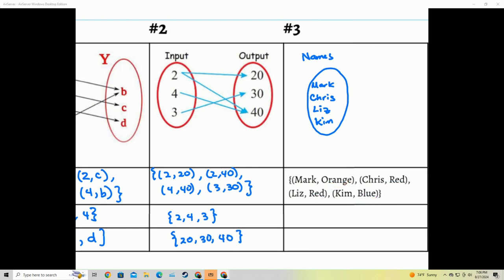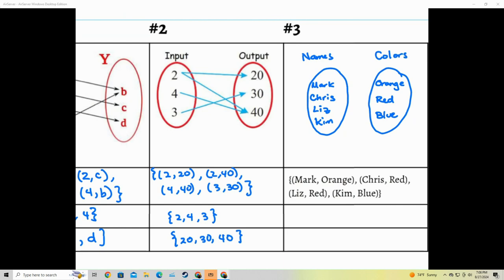But remember, since I said the color red twice, I don't need to write it twice. So this is going to be orange, red, and blue. The map is, by the way, these are colors. The map is almost done, but I just need to write my arrows.